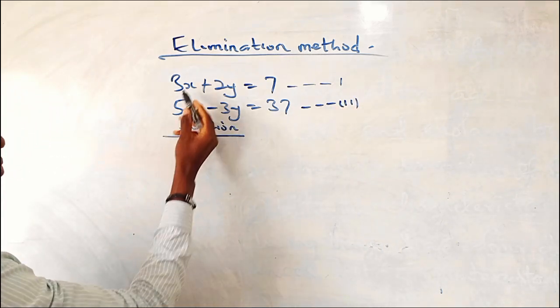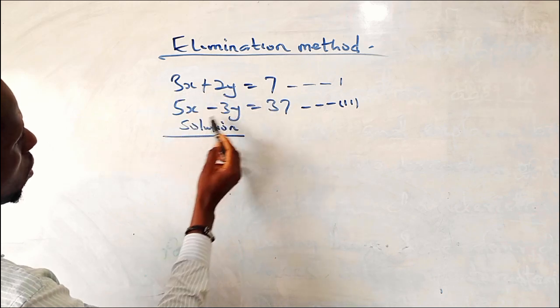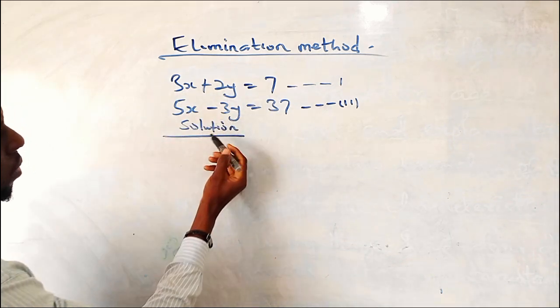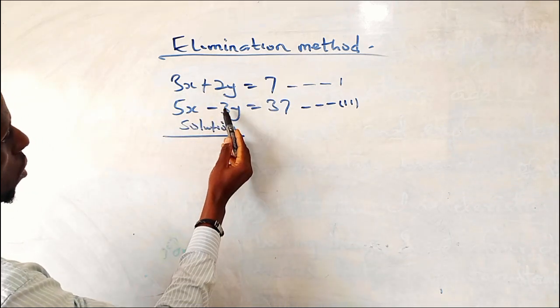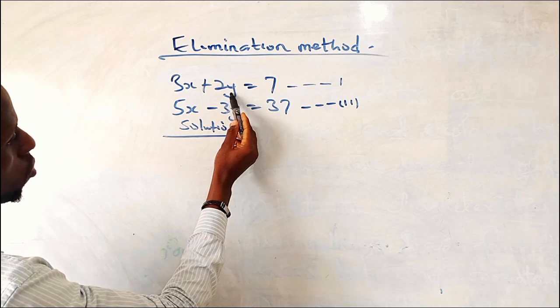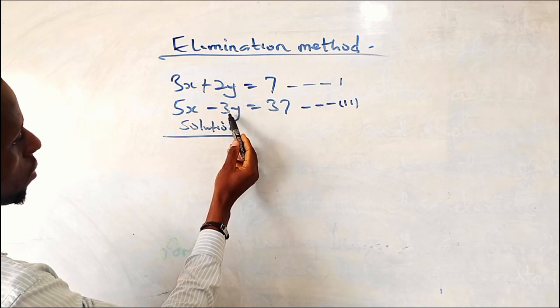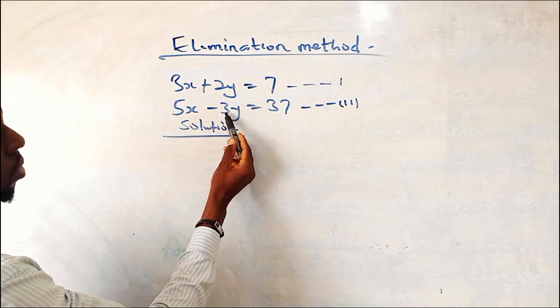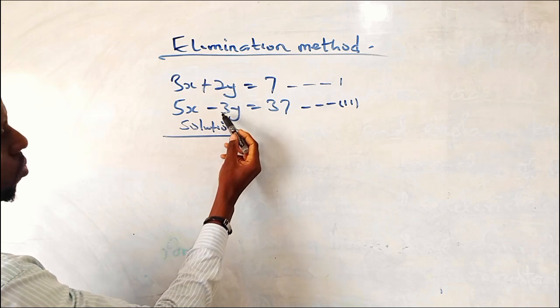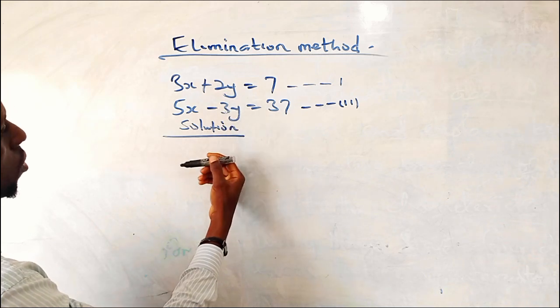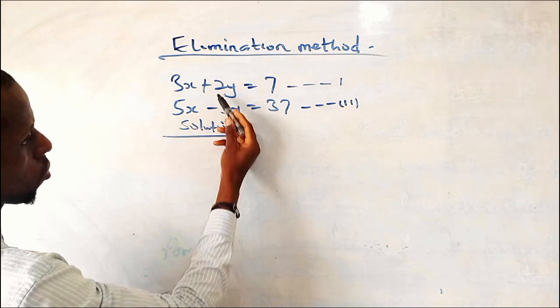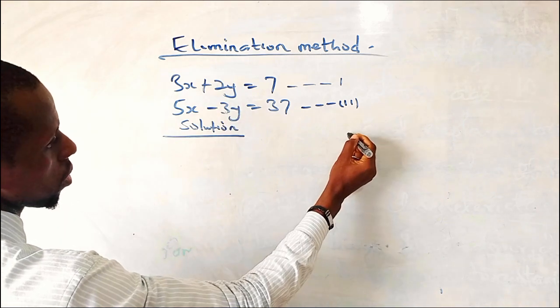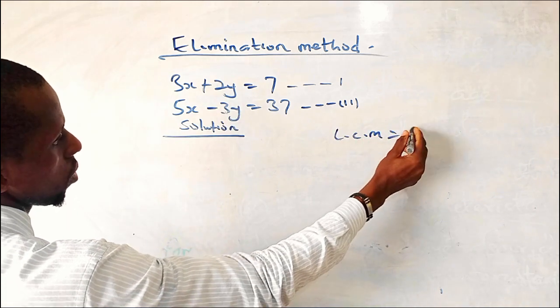So when we look at this equation, let us start with y. We observe that the coefficient of y in the first equation is 2. The coefficient of y in the second equation is minus 3. So we want to make these equal. So what do we do first? Let us look for the LCM of 2 and 3. That should be 6. Okay.